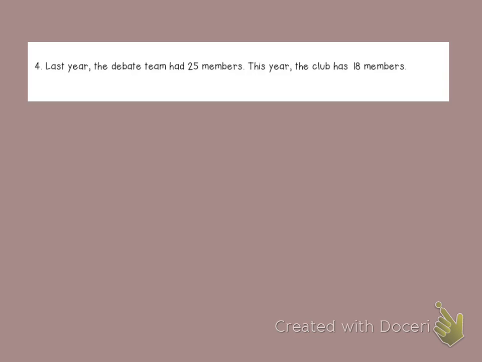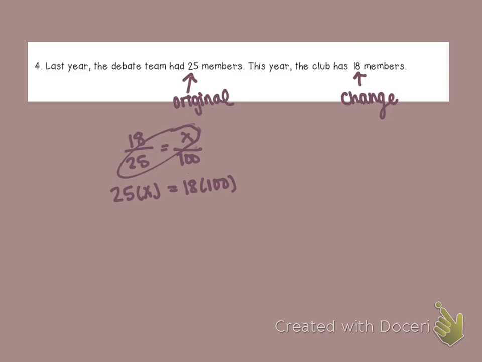Number 4, last year the debate team had 25 members, and this year the club has 18 members. Go ahead and identify your change and set up your proportion, solve, and press play when you have finished. Okay, just to check before you get too far, your original was 25, your change is 18. So change over original is 18 over 25 equals x over 100. Then you have 25x equals 1800. Go ahead and divide that out and press play when you have finished.